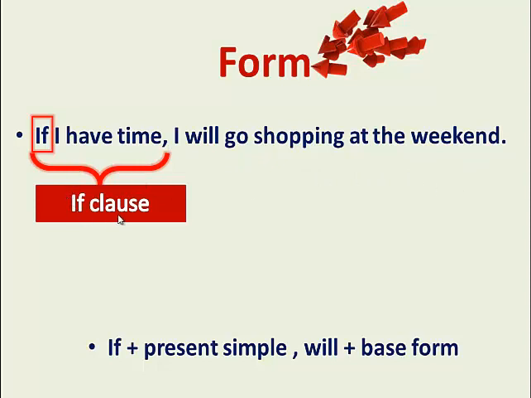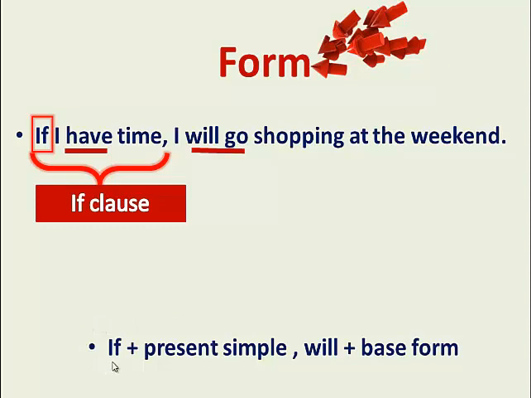Now let's study the if clause. Where is the verb? The verb is have. In which tense is this verb? It is in the simple present tense. It's clear. Have. Now in the main clause, which is the second part of the sentence, the verb is will go, which is future, and we said it's future because we have will and followed by the base form of the verb. So let's wrap up.